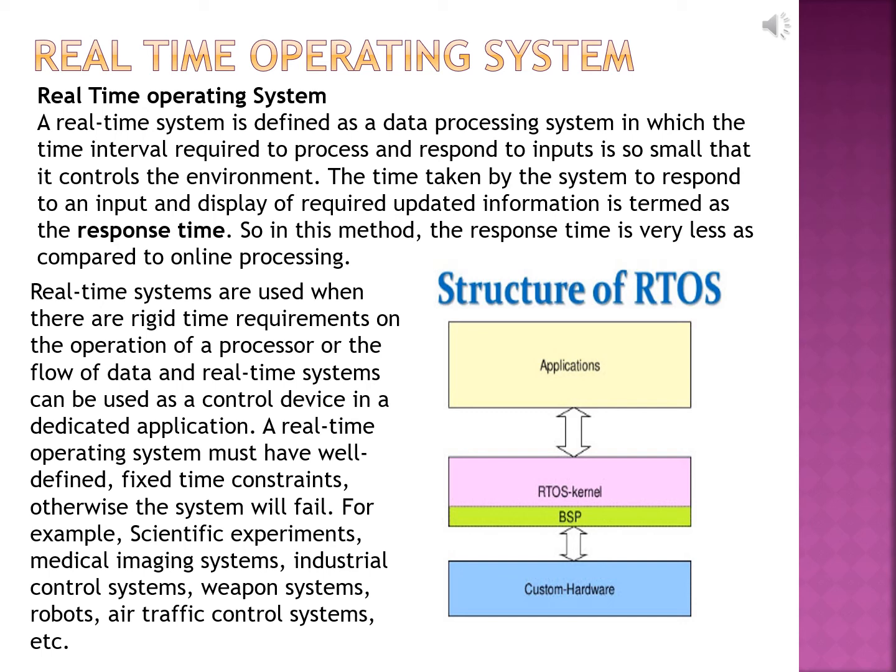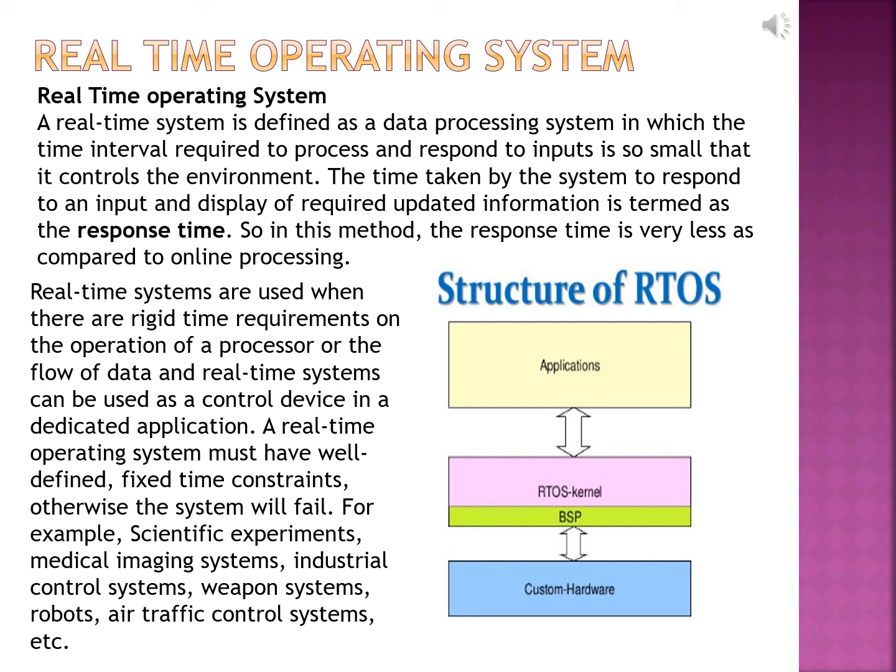The next one is real-time operating system. A real-time operating system is defined as a data processing system in which the time interval required to process and respond to inputs is so small that it controls the environment. The time taken by the system to respond to an input and display the required updated information is termed the response time. So, in this method, the response time is very small as compared to online processing.